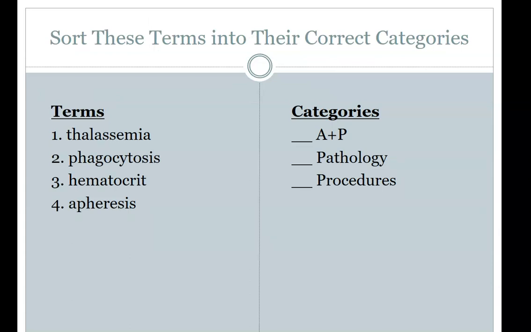So sort these terms into the correct categories. Your categories are A and P, anatomy and physiology, pathology, and procedures. So which would be the A and P? That would be the phagocytosis. Pathology is thalassaemias, and procedures is hematocrit and apheresis.